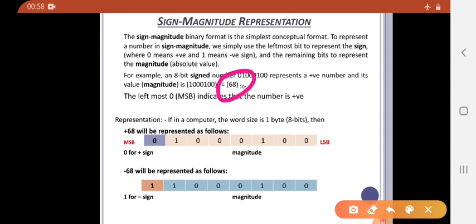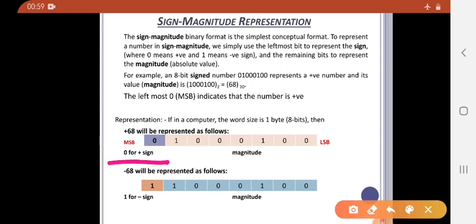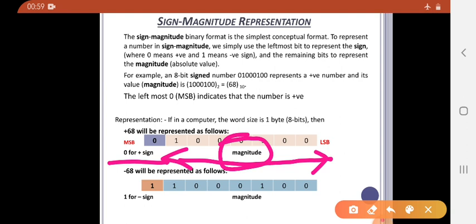Above I have used one number, 68. Here I will place it in this table. This first 1 indicates it is the MSB, that means most significant bit, and this 0 is indicating a positive sign, and these are the remaining 7 bits which hold the magnitude. So in sign magnitude representation, the first bit is what? It's a sign, and the remaining 7 bits are magnitude.